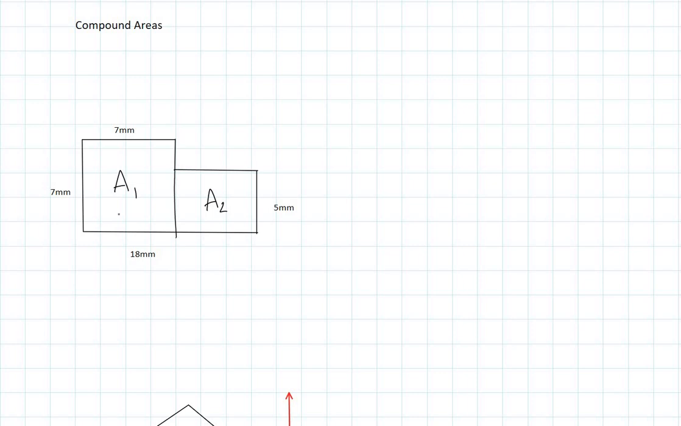So area 1 is very easy here. It's a square, so we're going to use length squared. Or we could have used L times L or L times B, but it works out the same. All you're going to do is 7 times 7. I'm just writing that as 7 squared, giving us 49 millimeters squared.